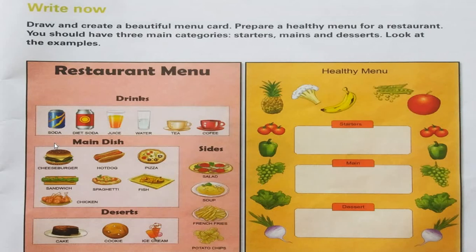So draw and create a beautiful menu card. Prepare a healthy menu for a restaurant. You should have 3 main categories: starters, mains, and desserts. Look at the example. One example is given here. So this is the starters. You can give anything for the starters. Main dish is there. Desserts.